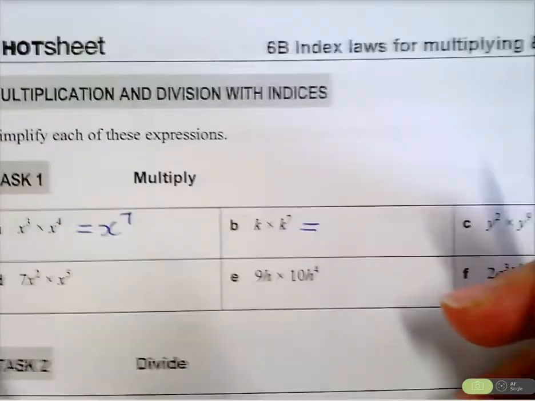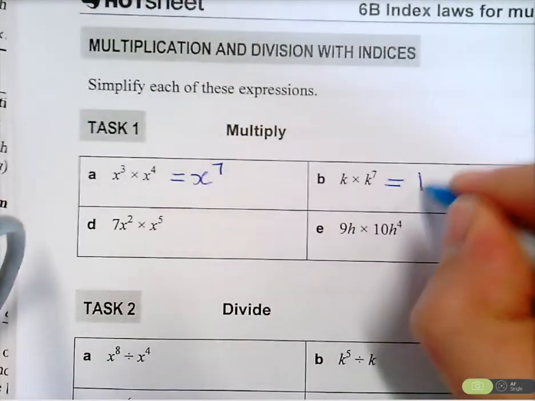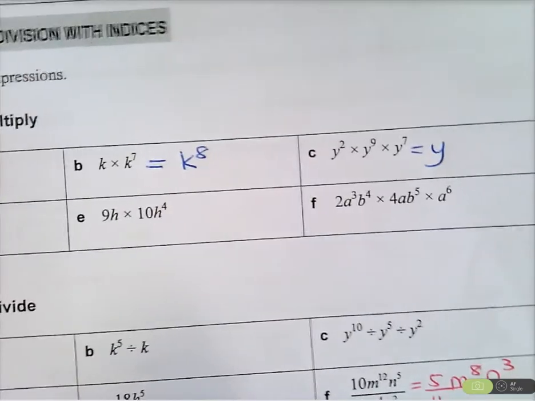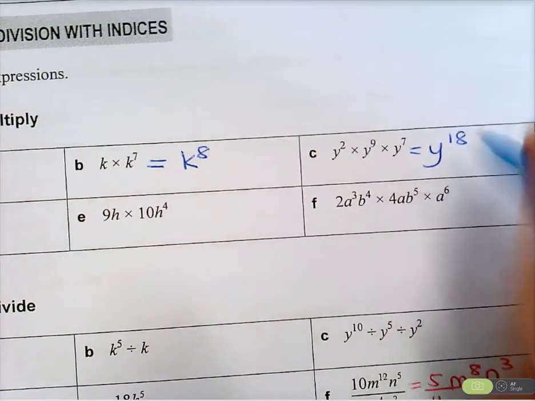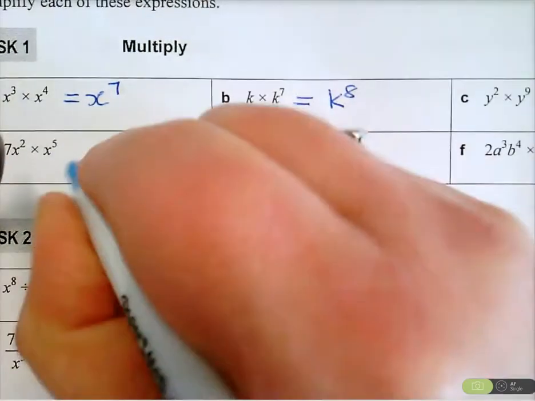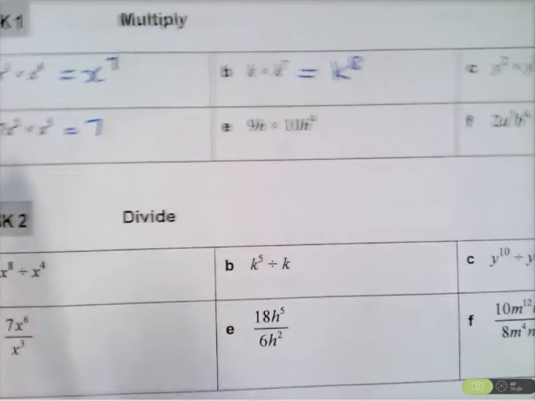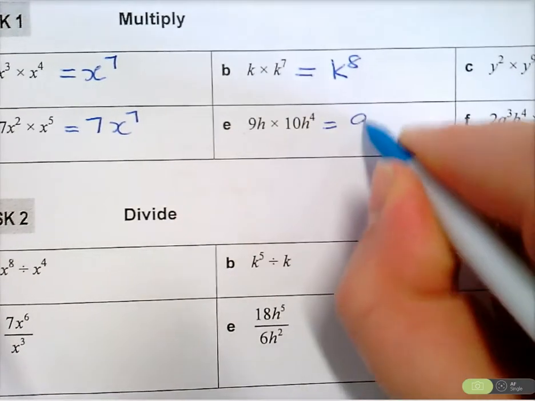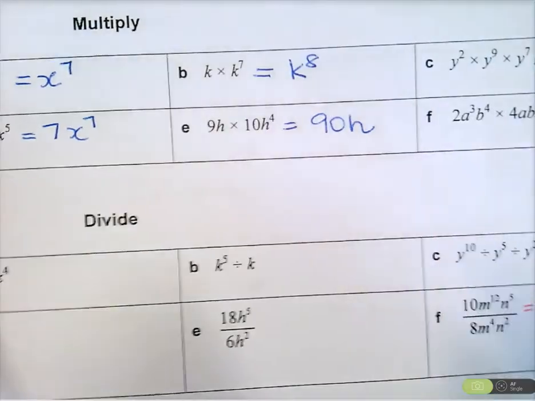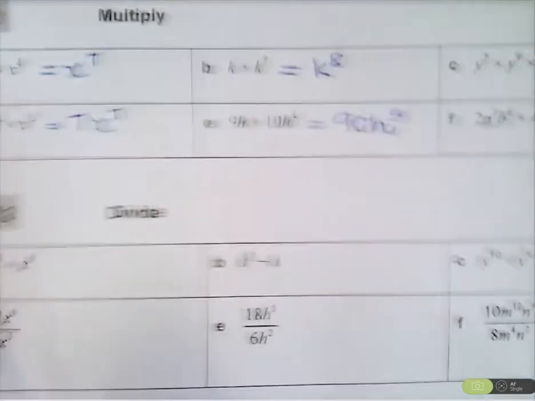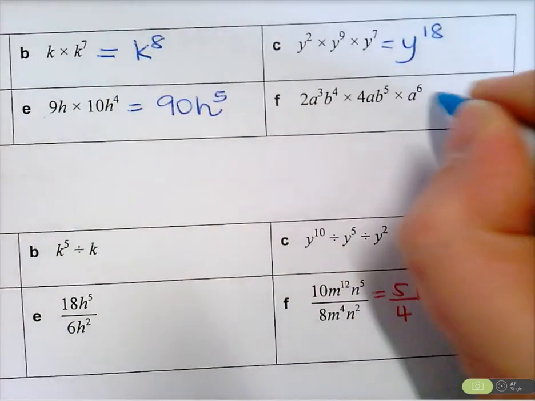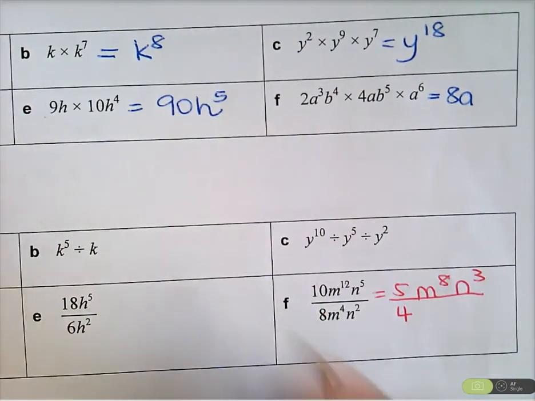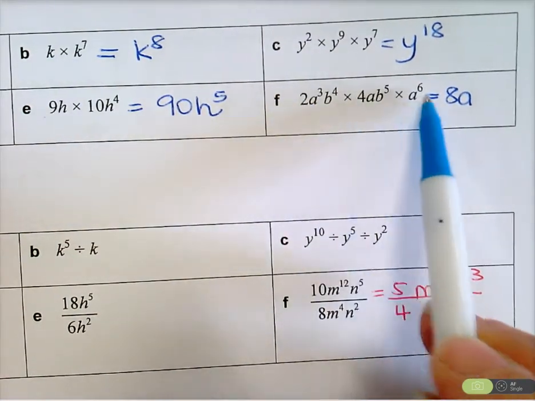The answers from this last sheet that you did last lesson: k to the power of 8, y to the power of, we got 2 plus 9, 11, and 7, 18. Keep going over here. We've got the 7 is just for the numbers, and then we get x to the power of 7. 9 times 10 is 90 times h to the power of 5. H1 times h to the power of 4. This one over here, you would have got what? 2 times 4, doing numbers first, 8. a to the power of what? We've got 3, 1, and 6.